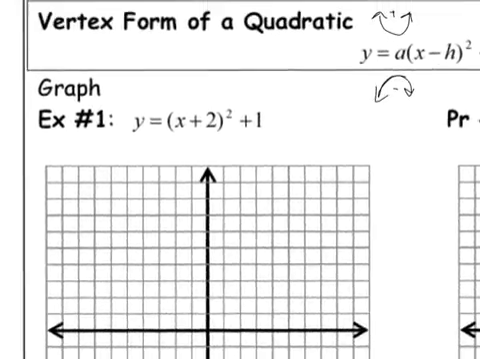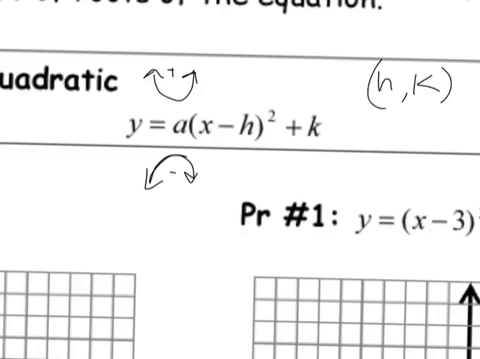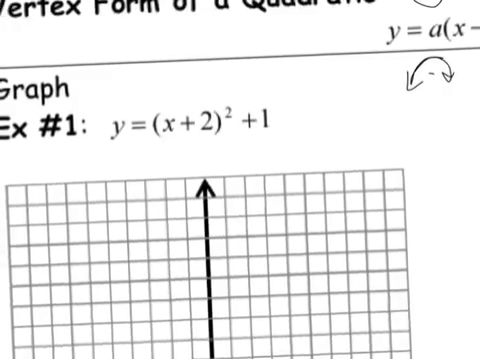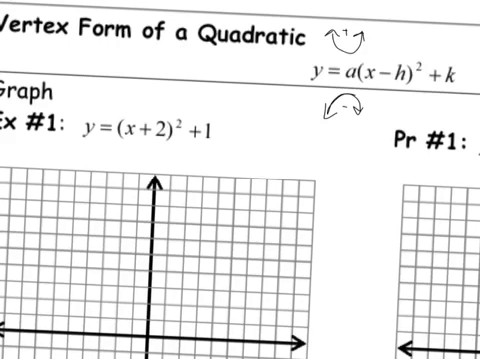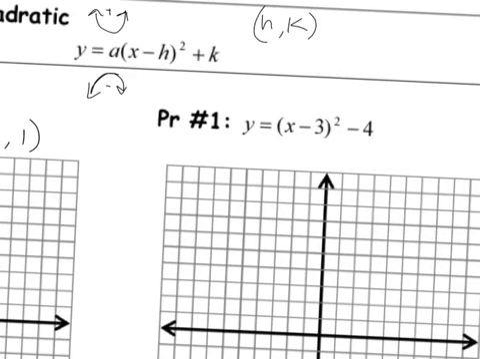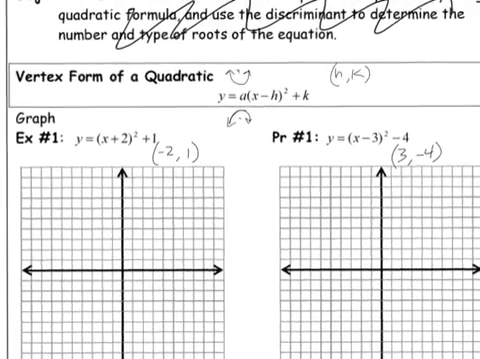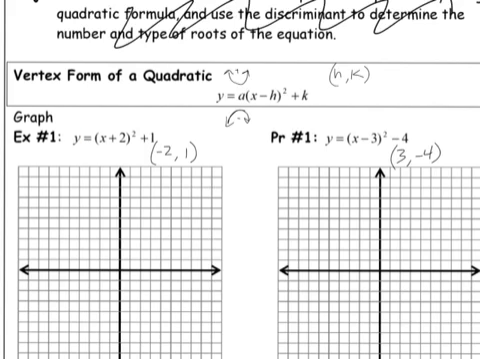So what's our vertex here? Remember, if you look at the formula, there's a negative sign there. So it's always the opposite of what the h looks like. So here, the vertex is -2, 1. And on practice number 1, the vertex is +3, -4. And on both of these, we can see there's no negative sign out in front. So these are both going to open up. So let's just do them.